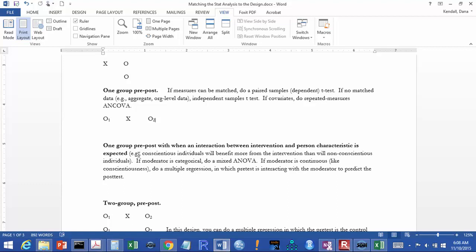in which we make an interaction term where your baseline or pretest is interacting with the intervention, and you would regress basically the post-test on both the intervention itself and the baseline separately, and then create an interaction term with the 0, 1 intervention variable multiplied by the pretest.